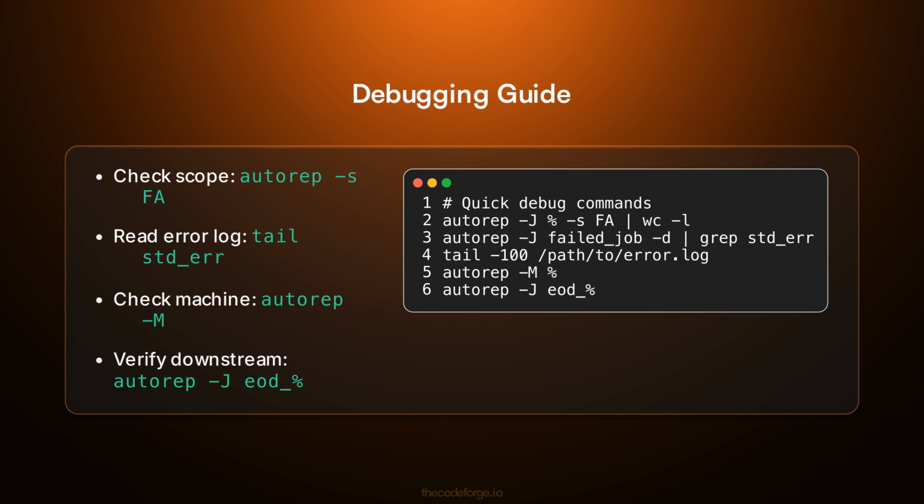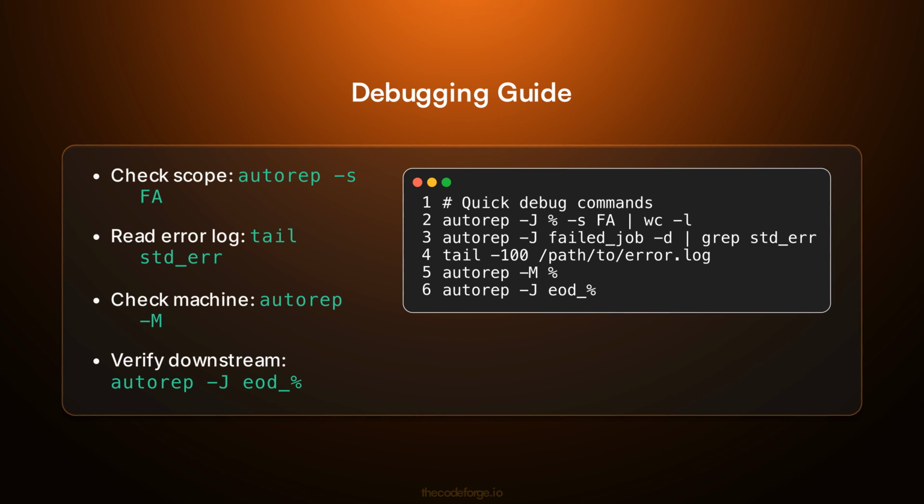For the 3am pager, use these commands to quickly understand scope and act. Count failures, read the error log, check machine availability, and verify downstream jobs.